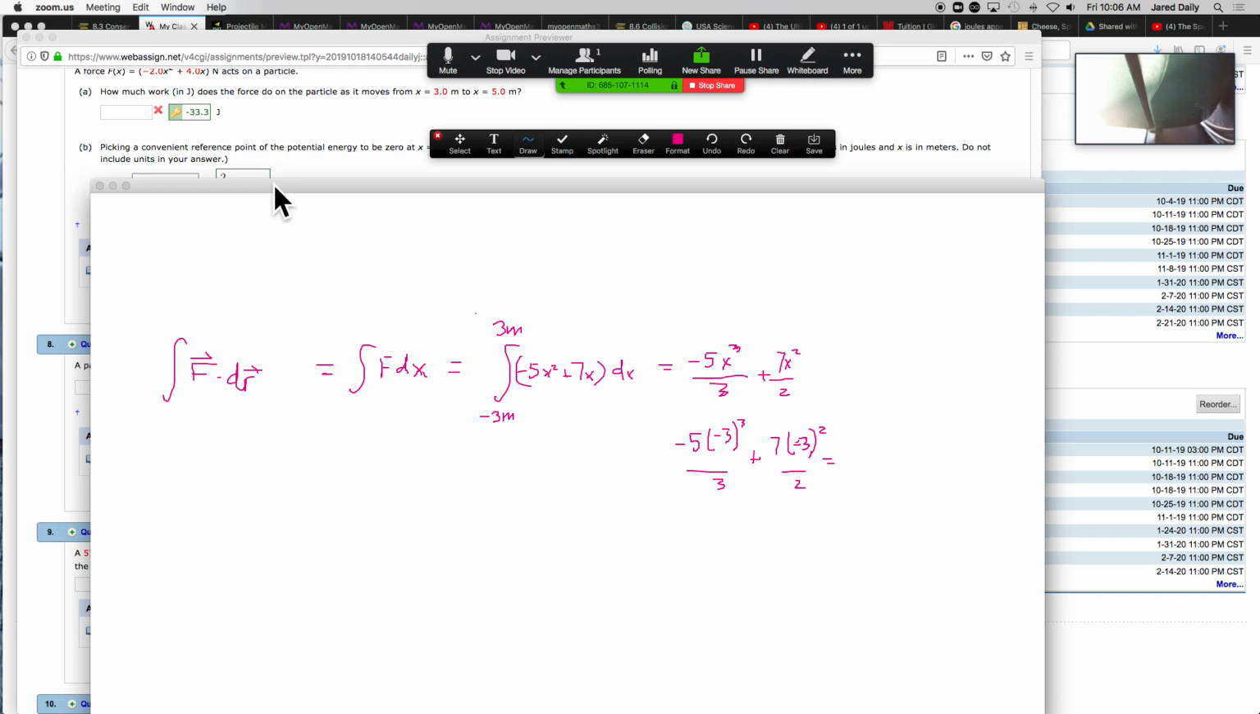So negative 3 cubed is negative 27 times negative 5. So that gives me negative 45 plus 9 times 7 is, what is 9 times 7? 63 over 2, which is 31 and a half. 45 minus 31.5.